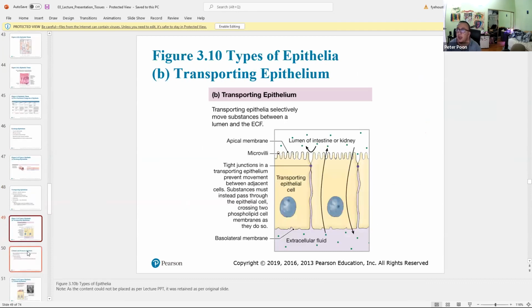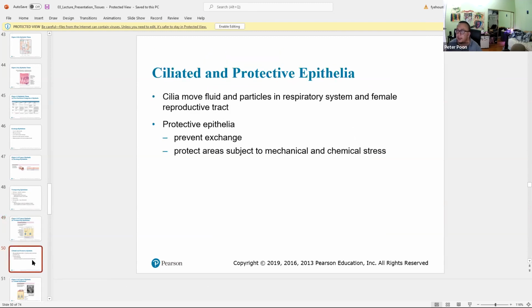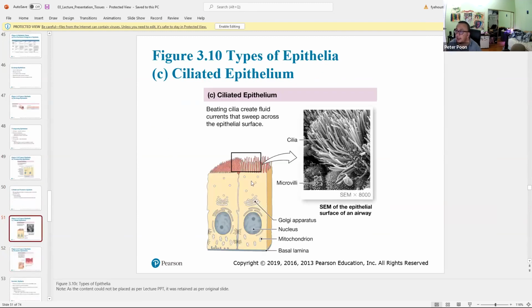So this is exchange epithelium. This is transport epithelium. So you can transport one thing to the other side, but they usually need transporters, things that actually physically carry them to the other side. This is cilia. You see the cilia. The purpose of the cilia is to beat in rhythm, and when you beat in rhythm, you generate current, and that current can move fluid across the surface.